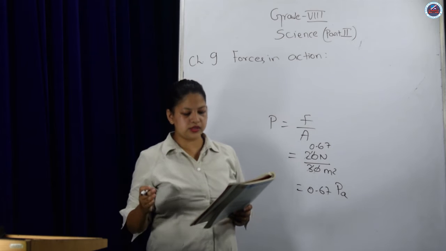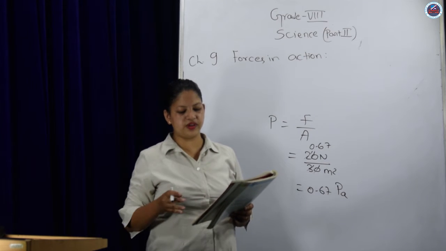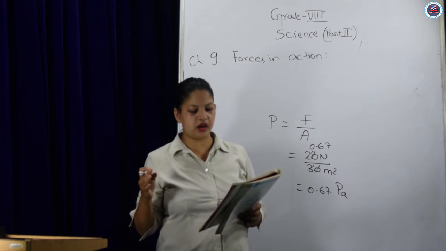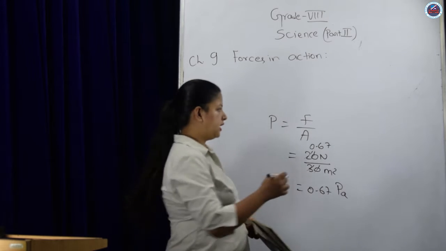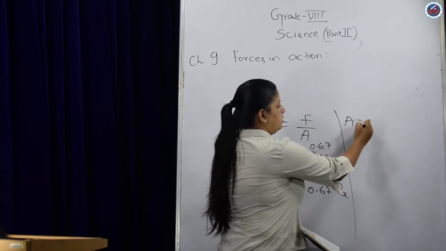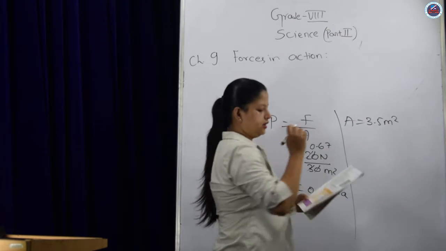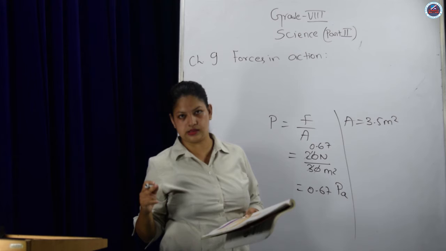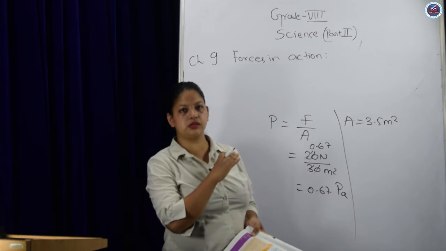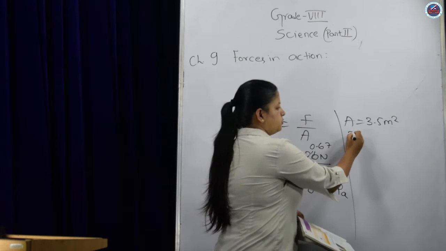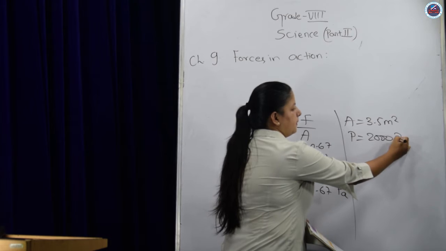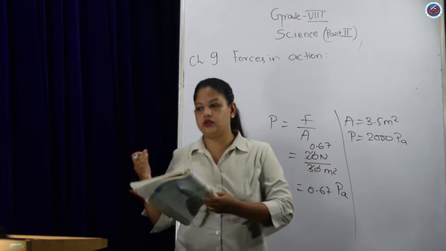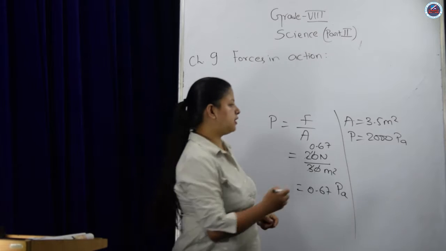When the wind blows, it creates pressure on any surface it blows against. A large window has an area of 3.5 meters square. Area is given now, 3.5 meters square. If the wind causes a pressure of 2000 Pascal, here Pa, Pascal, means pressure. Pressure has been given already, so P is equal to 2000 Pascal. Your question is, on the window, what force acts on it? Now your question is force. You have to calculate F.